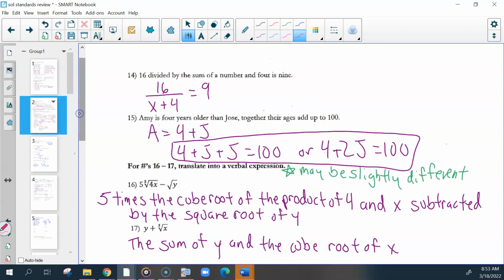Number 14. 16 divided by the sum of a number and 4 is 9. So if you chose a different variable here, that's fine. 16 over x plus 4 and then equals 9.